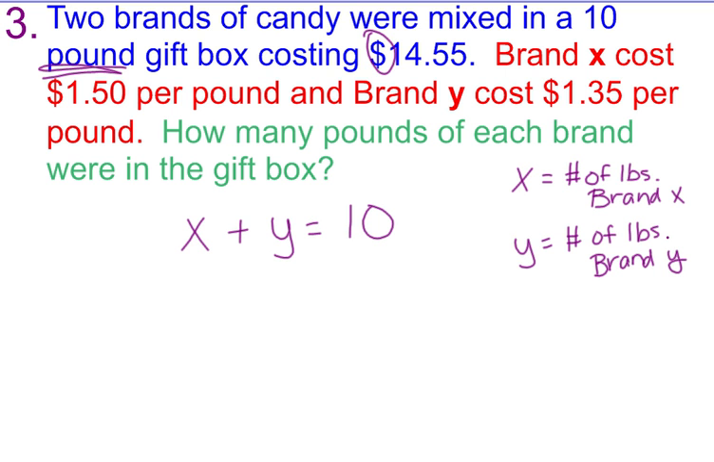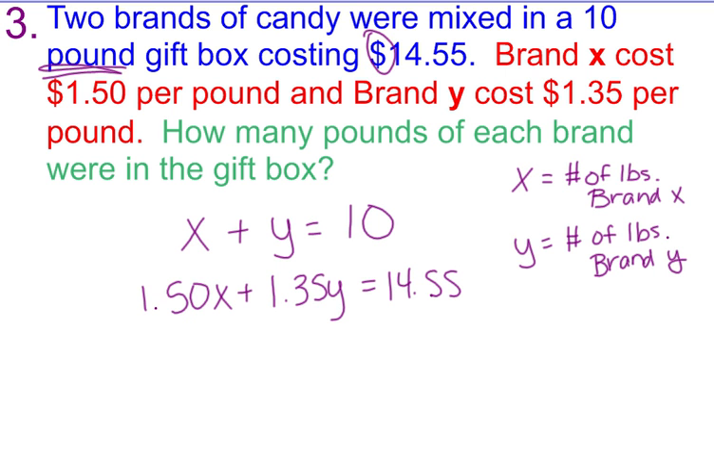So just like bananas, my candy costs per pound. So it says the first one, X, costs $1.50 per pound. So I would take $1.50 times brand X to figure out how much that was going to cost me. Brand Y then would be $1.35 times brand Y. And I spent a total of $14.55. So if I add how much I spent on both of them, it should equal $14.55.